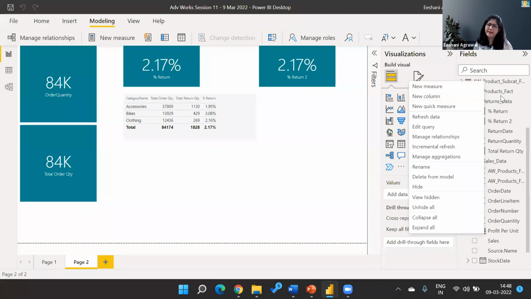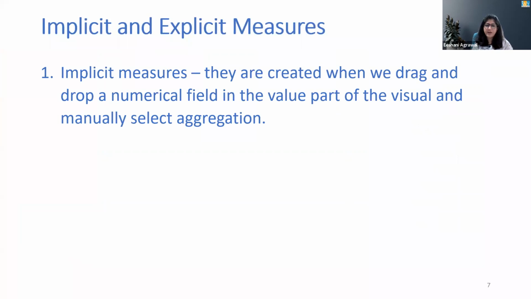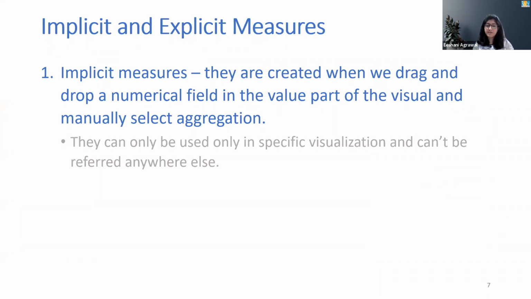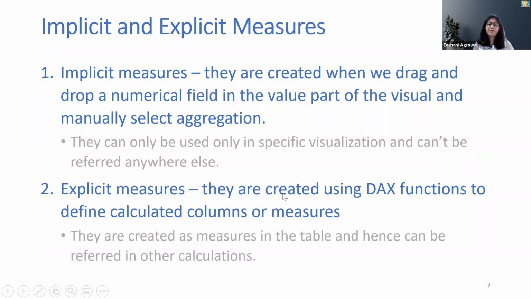So I prefer selecting the table in which I want to place it and then measure or column. So I can do it in the data view, I can do it in the report view, I can do it in modeling by new measure and column. So these are the three ways. Implicit, explicit measures I've already told you. Implicit are created when you drag and drop a numerical field in the value for visuals. It's a manual aggregation, but it can be only used in a specific visualization and not referred anywhere else. Explicit are created using the formulas and they can be used in different calculations.